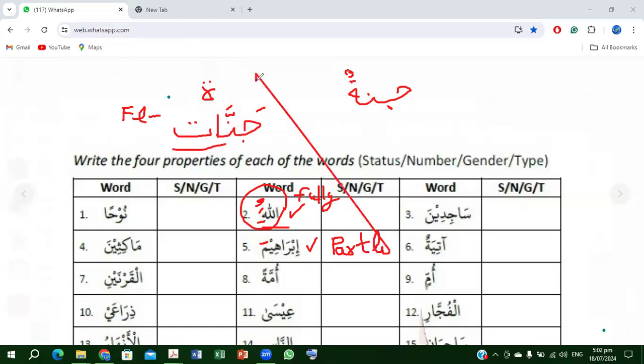So there are some partly flexible. What are partly flexible? They take dhamma in rafa and they take fatha in nasab, but they don't take kasra. Never. Kasra doesn't come because it is not fully flexible, it is partly flexible. So the part is that they can take one thing, out of the three they can take some, but one not.